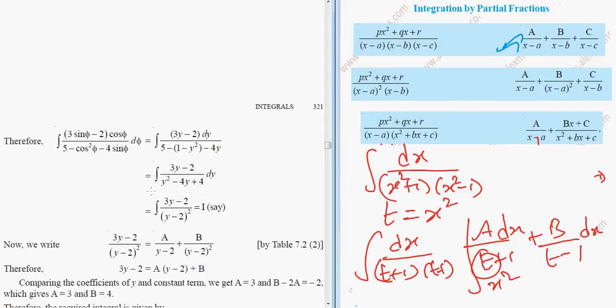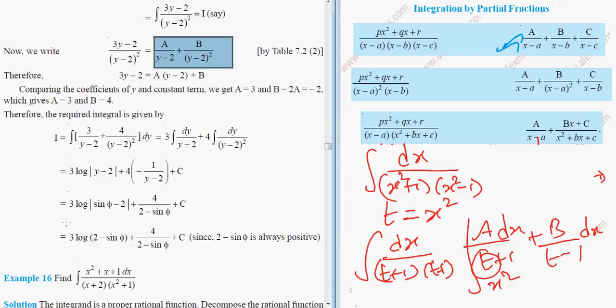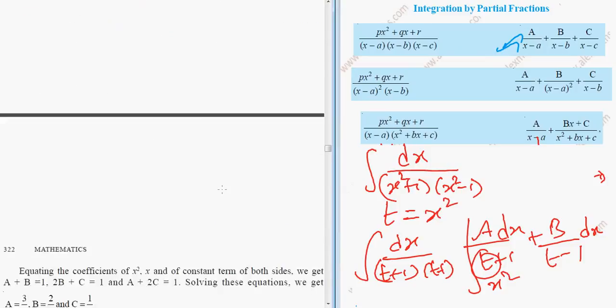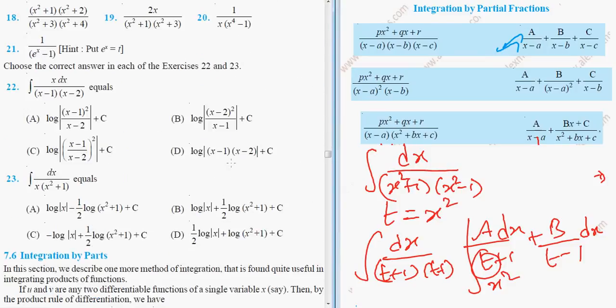Here they do the factorization, then they apply the second rule. Then after finishing the integration, finally replace all the substitutions. It will come in terms of sin phi. So with this, partial fraction is also over. So you can practice and check the answers.